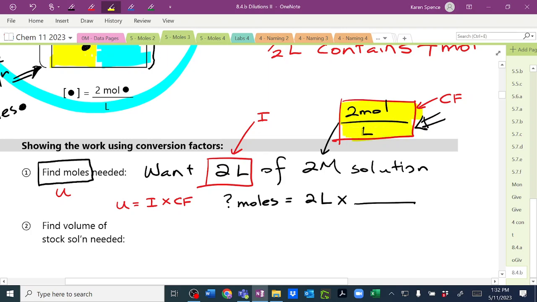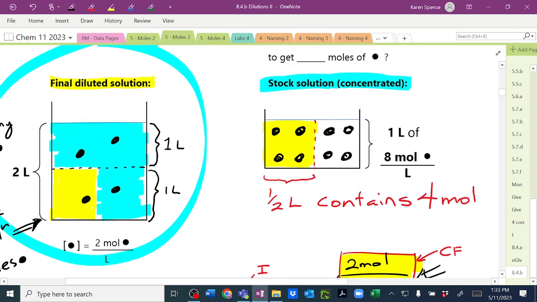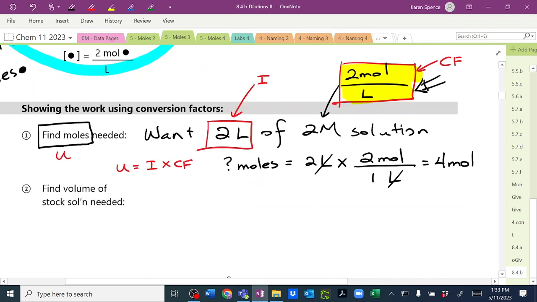Do I want the liters on the bottom or do I want the liters on the top? I want them on the bottom because they need to cancel with those ones. So I'm going to keep it as 2 moles per liter, and that gives me 4 moles. Remember how up here we had 2 liters with 2 moles in every 1 liter, which gave us 4 moles altogether. That's just what we've done down here with our calculation, okay?